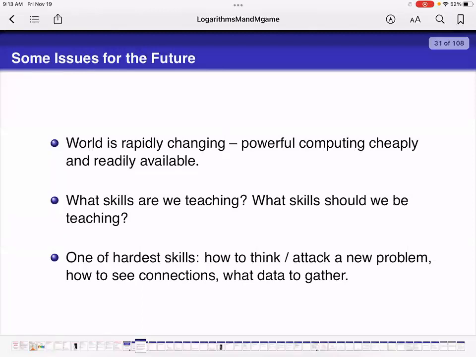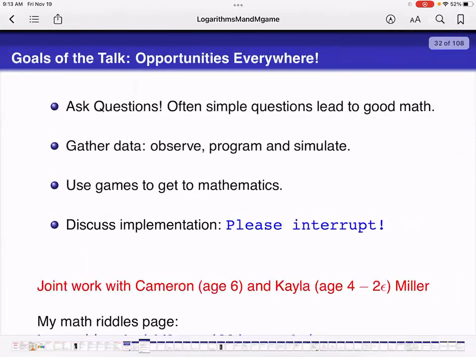And so how do you attack a new problem? How do you see connections? So the big thing is to ask questions. Always, always, always ask questions. Look at what you have and try to ask, is there a way to generalize? Is there a reason why this is true? Is there a miracle? Can I find out what that miracle is? And as I said a moment ago, gather data, observe what's going on in the world, write a computer program, simulate things. I like to use games to try to get people excited about mathematics. And so we will use a game later today.